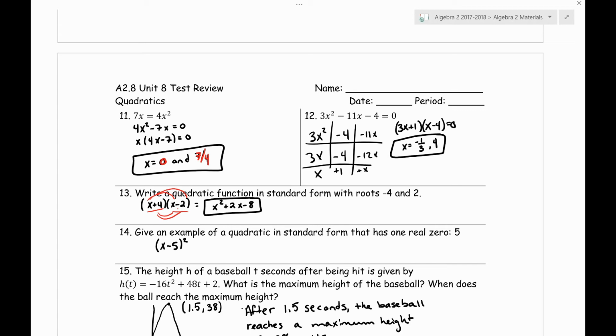14, you have to give an example of a quadratic in standard form that has one real zero at 5. Well, if the parent function goes through 0 and it has one real zero at 0 because it goes through the origin, just slide it over to the right. So if you slide it over, you need to subtract 5. And we discussed this transformation of sliding it horizontally to the right. You think the opposite, subtract.